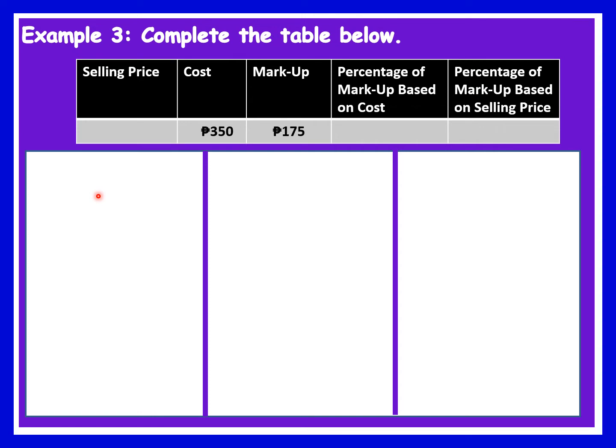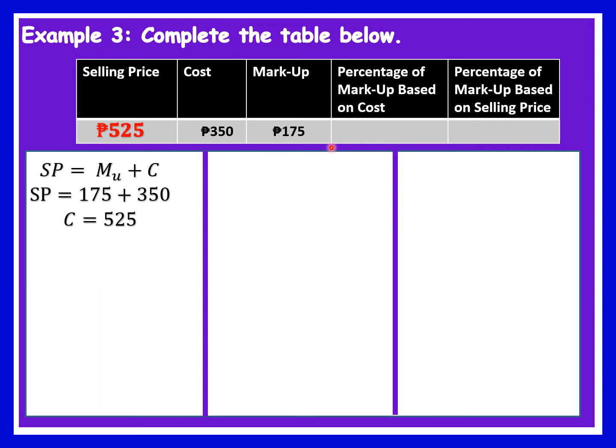So to solve for the selling price given the cost and the markup, we will be using this formula, that is SP equals M sub U plus C. Our M sub U is 175 and our cost is 350. Substitute them. That will be SP equals 175 plus 350. Then add these two. That will be 525. So therefore, this is 525.